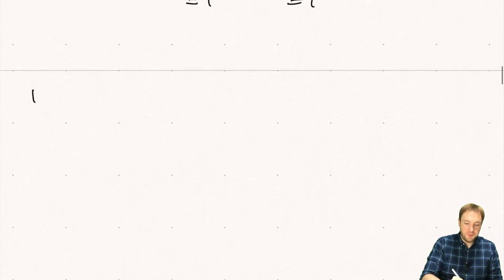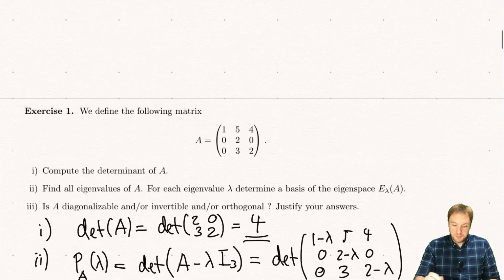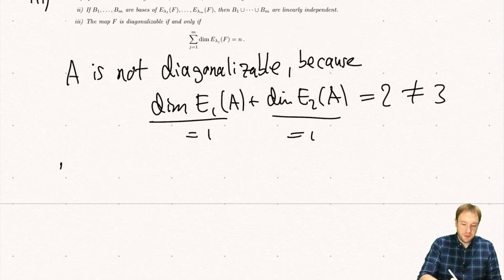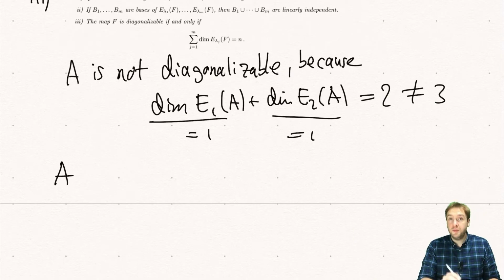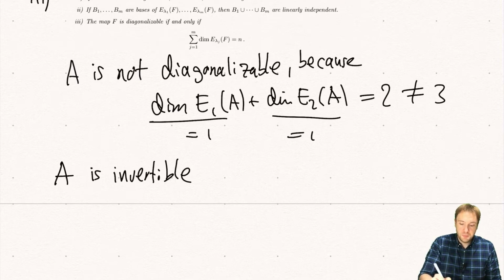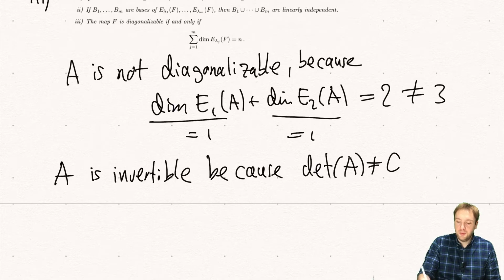And the second question is: is A invertible? Well, the determinant of A is 4, and therefore we see it's invertible because we know that a matrix is invertible if and only if the determinant is non-zero. So it's invertible because the determinant of A is not 0.